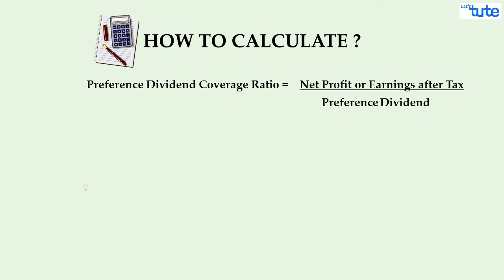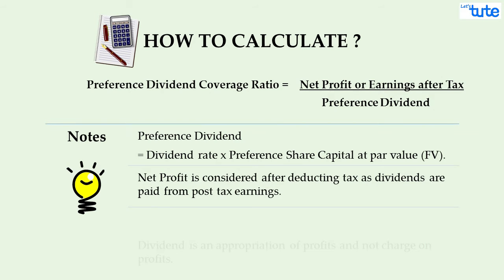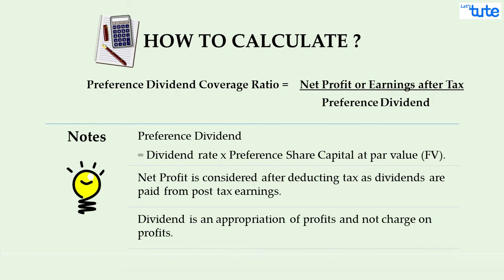So let's see the formula of calculating preference dividend coverage ratio. To calculate this ratio, we divide the net profit or earnings after tax of the company for the year by the annual preference dividend amount. For that, we need to find out the annual preference dividend amount, which is derived by multiplying the annual dividend rate with the par value of the preference share capital. Moreover, here the net profits are considered after tax, as dividend payments are an appropriation of profits and not a charge on profits. So dividends are paid after making necessary tax payments.